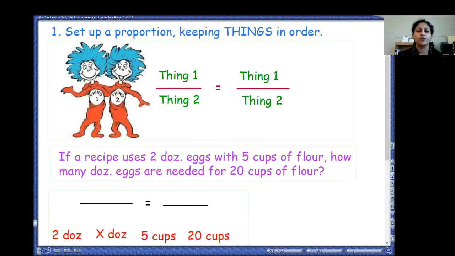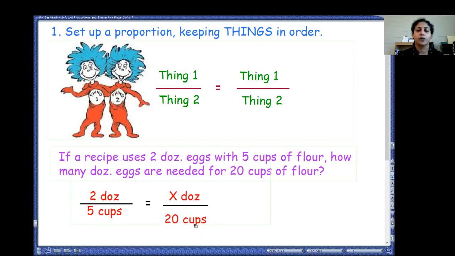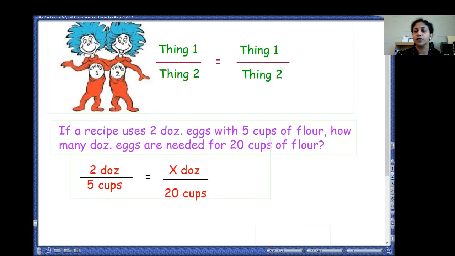So here I've set up 2 fractions and I'm going to set it up so that my Thing 1, in this case, I choose my Thing 1 to be the eggs. So my Thing 1 is 2 dozen eggs and my Thing 2 is cups, and keeping the same things in order, my eggs go on the top and my cups go on the bottom. And it so happens that you can solve this using algebra pretty simply, and here's what you would do.